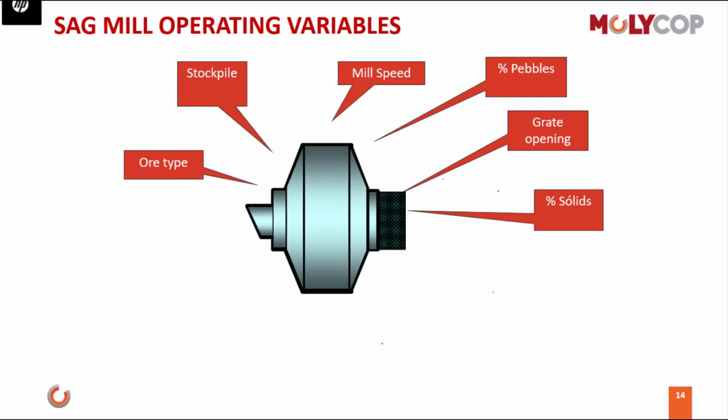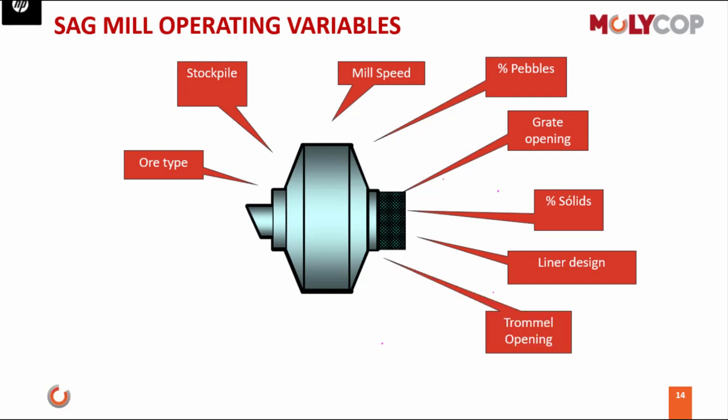The solids percentage. Some operators like to work at a lower solids percentage; they have the idea that they are taking the slurry out of the mill faster. Other operators like to work at a higher solids percentage. What is the right number? What about the liner design? The liner design is usually a matter for the maintenance people, but the liner design also has a large effect on grinding efficiency. What is the trommel opening? What is the right size of the trommel opening?